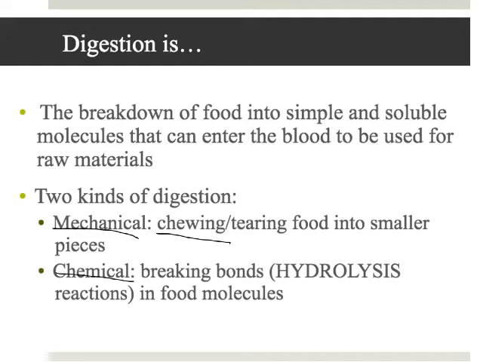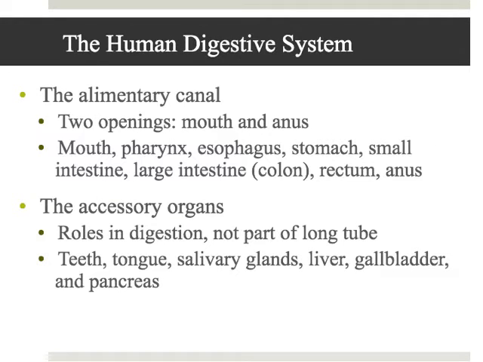This is where enzymes use hydrolysis, right, from Unit 3, to break down our food molecules from polymers into smaller, simpler substances. And then these simpler substances, that's what enters our bloodstream and are used for energy for things like cellular respiration. Okay. So now let's talk about the anatomy of the human digestive system a little bit.